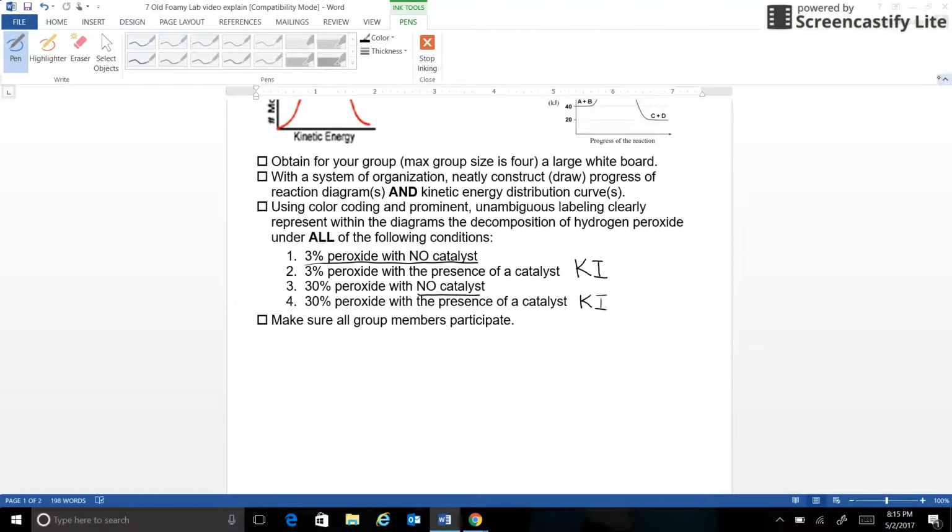Well, we can take a look at our kinetic energy curve and draw that out. So we're going to find our results. We found that with our 3% hydrogen peroxide and no catalyst, really, we didn't have time to see it react. Nothing really occurred. However, when we added the potassium iodide to it, we did see that it bubbled up a little bit and there was some reaction.